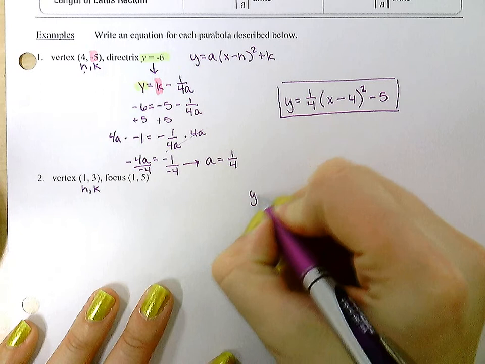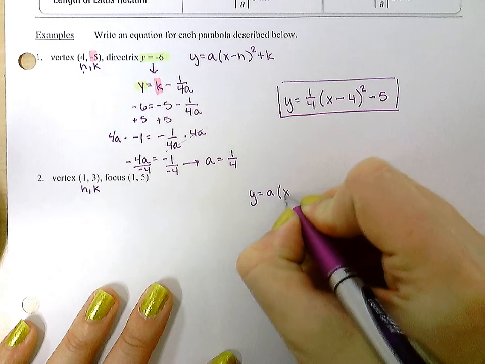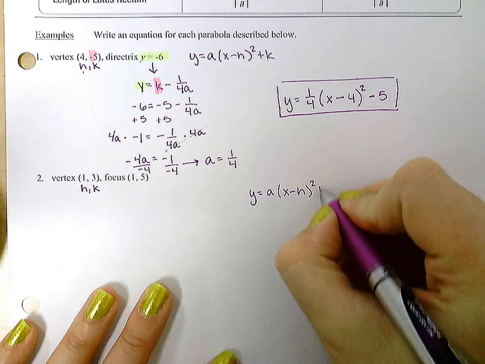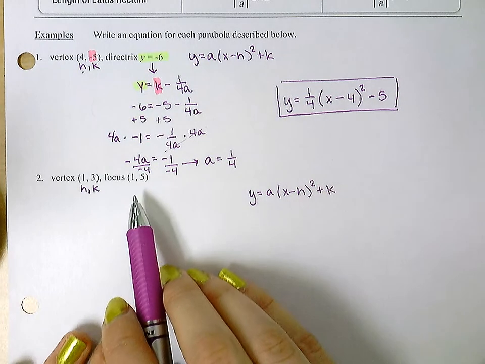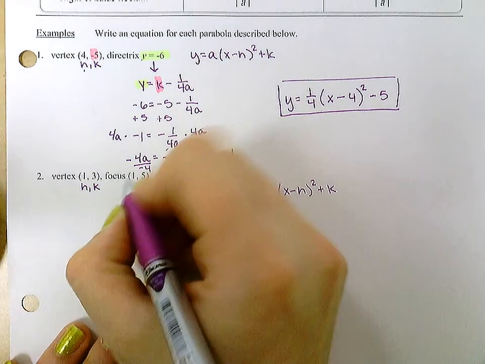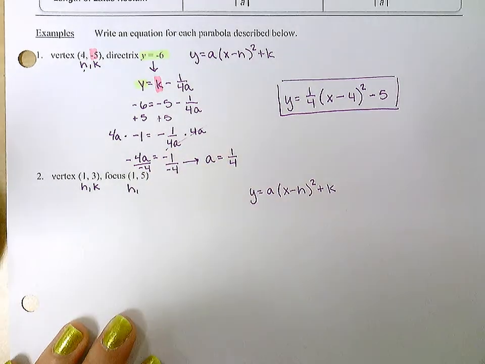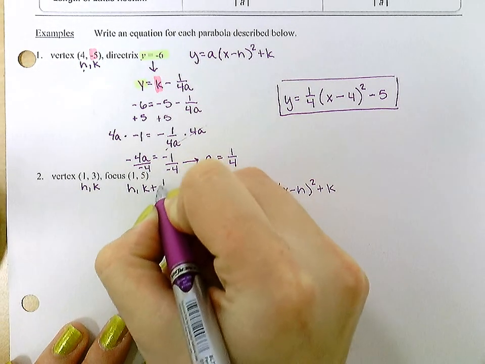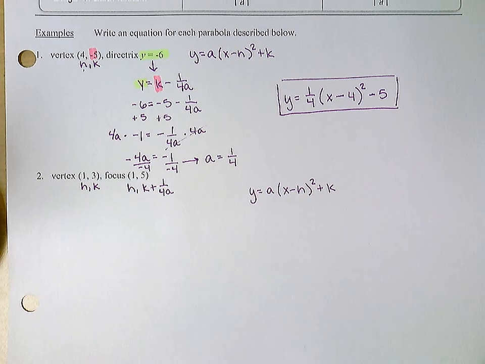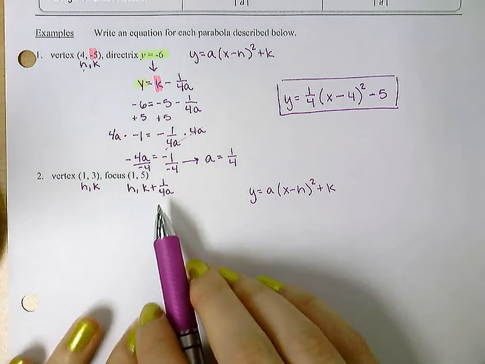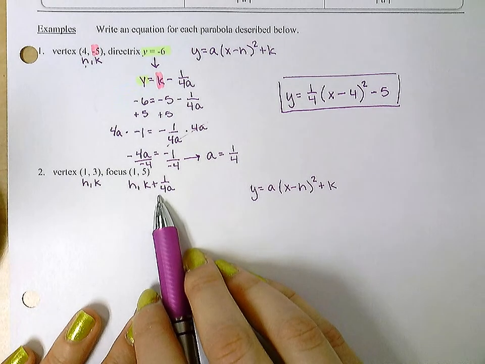So we're using y equals a times (x minus h) squared plus k. Now my focus point is at (h, k plus 1/4a). Well, since I have my h and k value, again, I need to find a. So I'm going to use this right here.